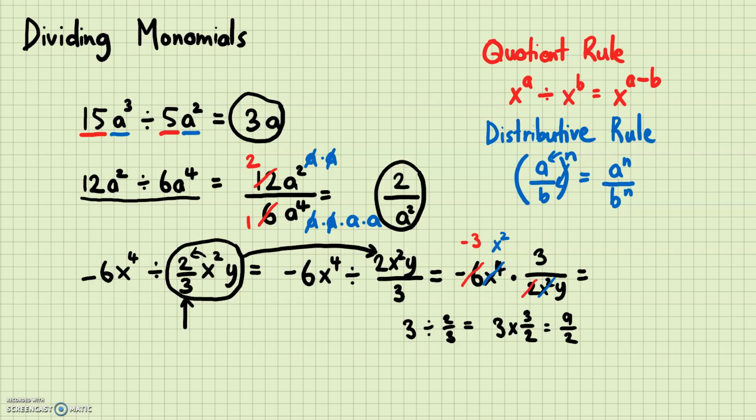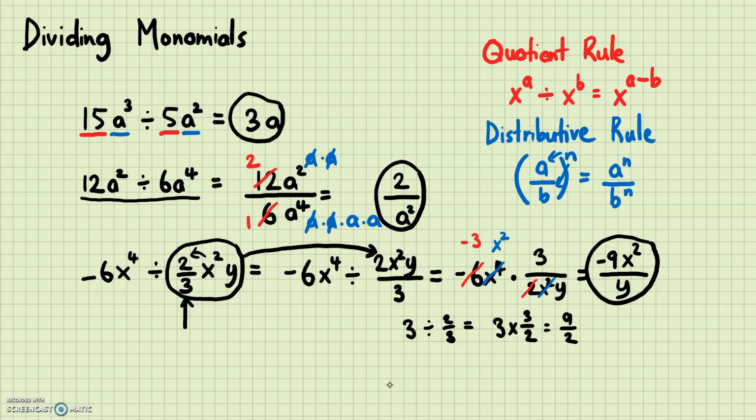So we have a negative 3 and a 3 on the numerator, which will multiply to negative 9. We have an x squared on the numerator. And everything is canceled in the denominator except for y. So that would be our answer.